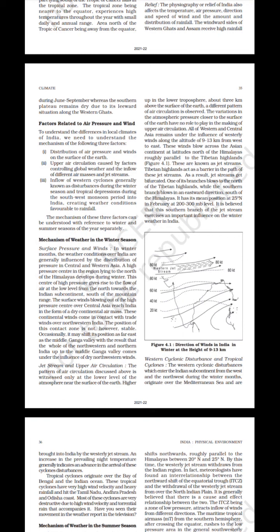Take a look at figure 4.1. Direction of winds in India in winter at the height of 9 to 13 kilometers. These are known as jet streams. Tibetan highlands act as a barrier in the path of these jet streams.